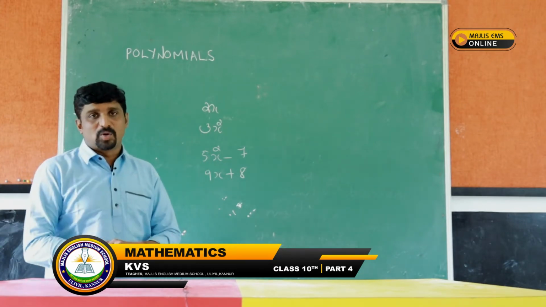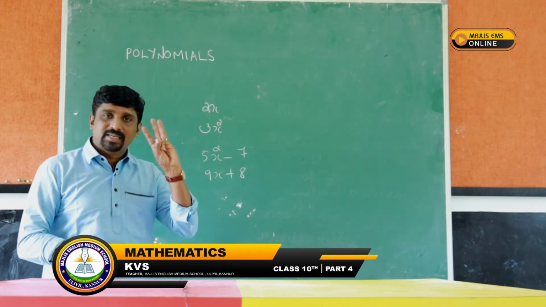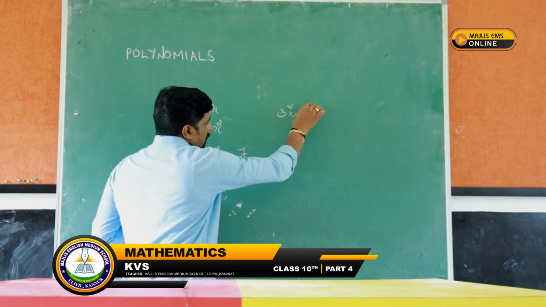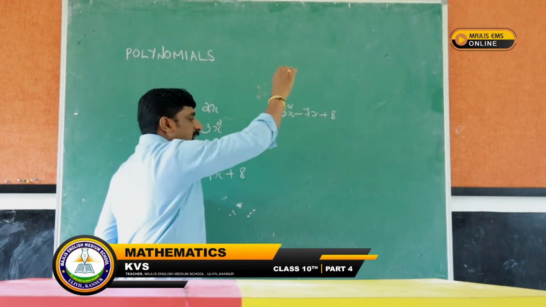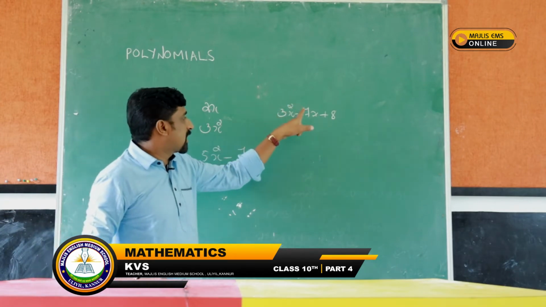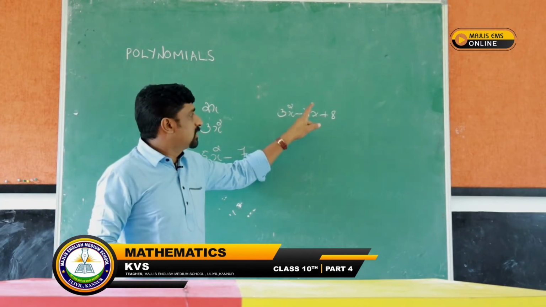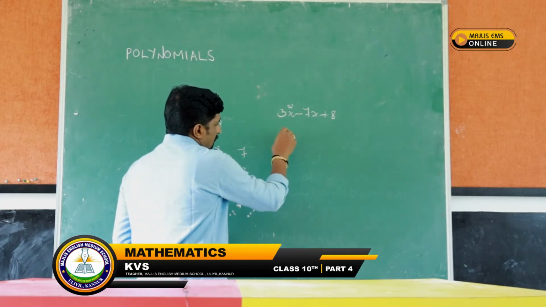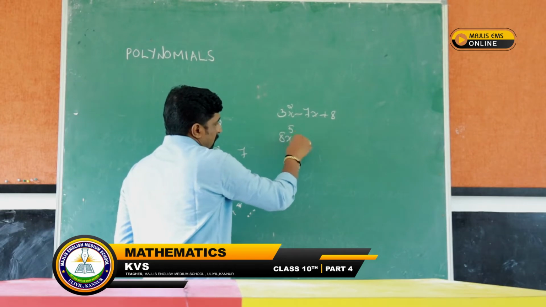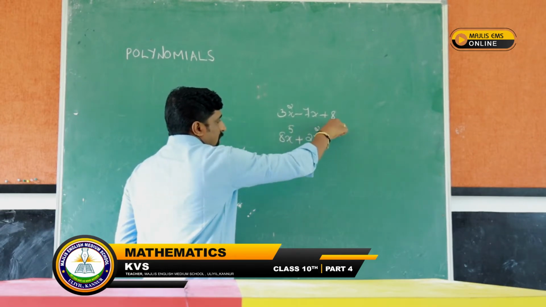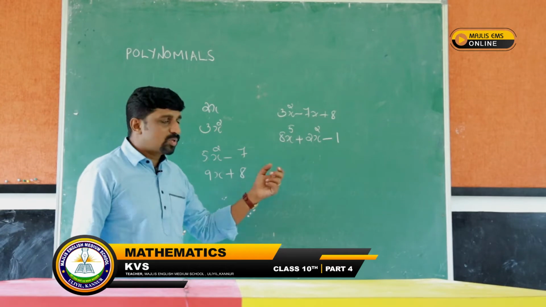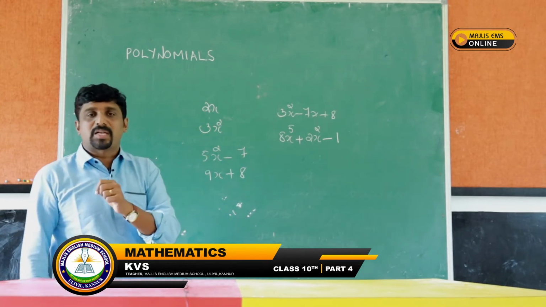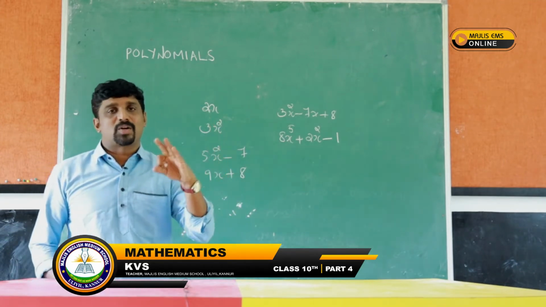Then after that, trinomial. Trinomial means the polynomial contains three terms. 3x square minus 7x plus 8: first term 3x square, second term minus 7x, and third term 8. And in the same way, 8x raised to 5 plus 2x square minus 1. This also has three terms, that is known as a trinomial. Based on the number of terms: monomial, binomial, trinomial.